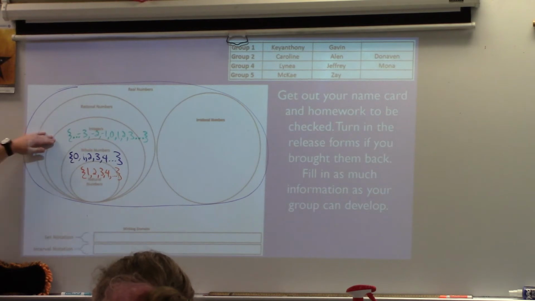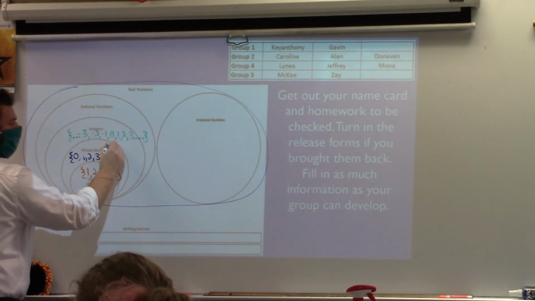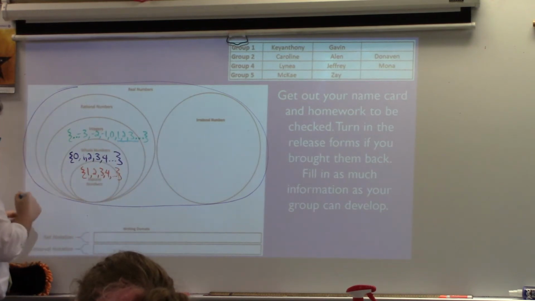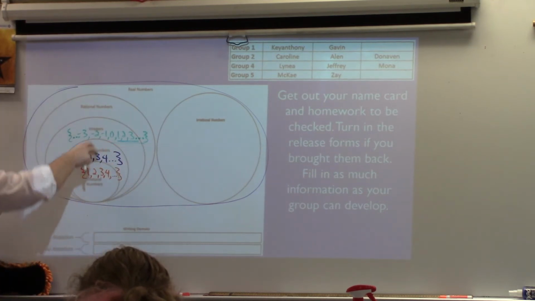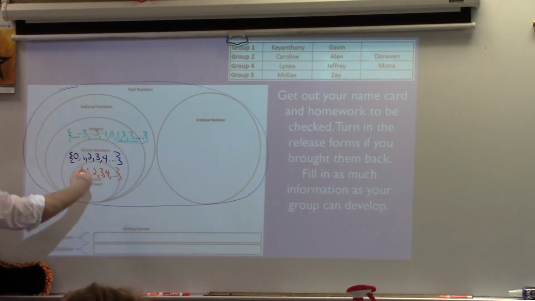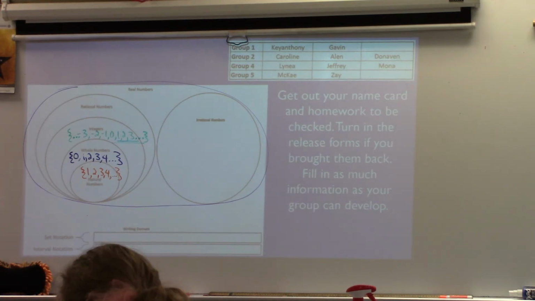Notice how the integers are the first number set that have negatives. But do you see how the integers also include the natural numbers and the whole numbers? Again, that is why the whole numbers and the natural numbers are inside of that integer set. We good there? Okay.